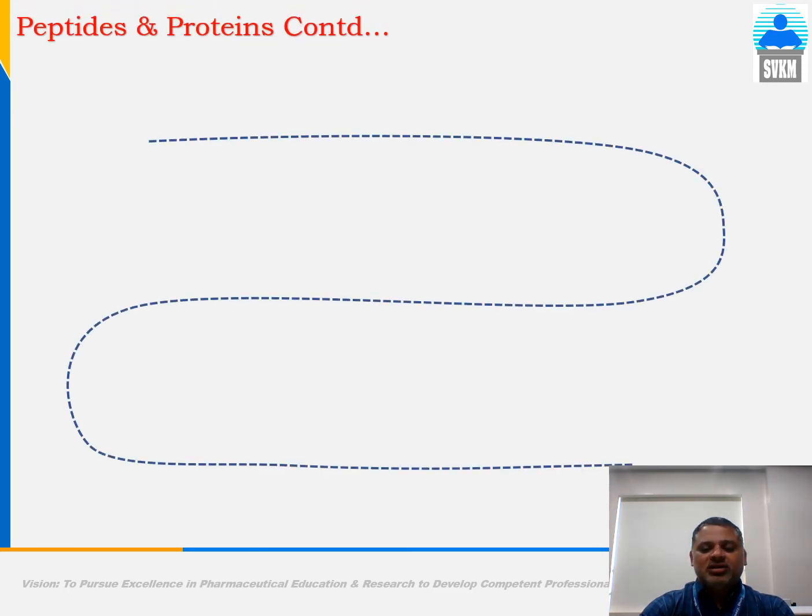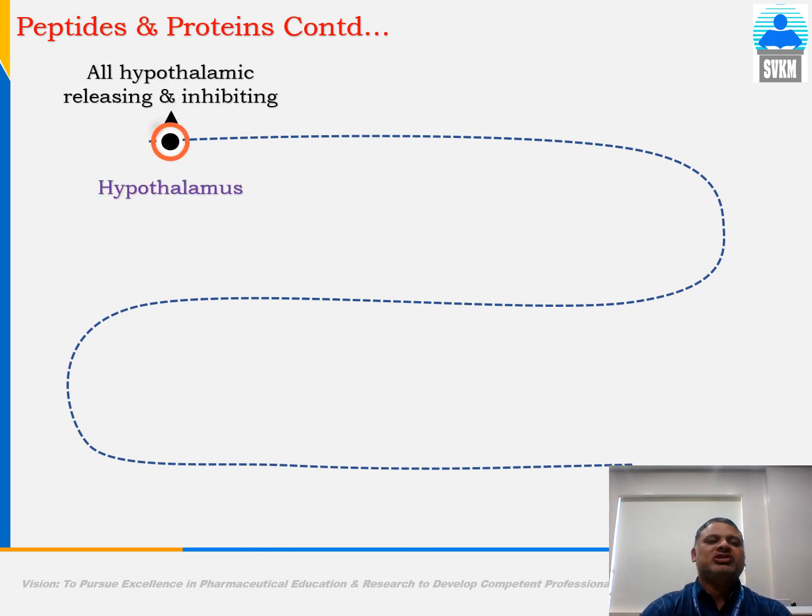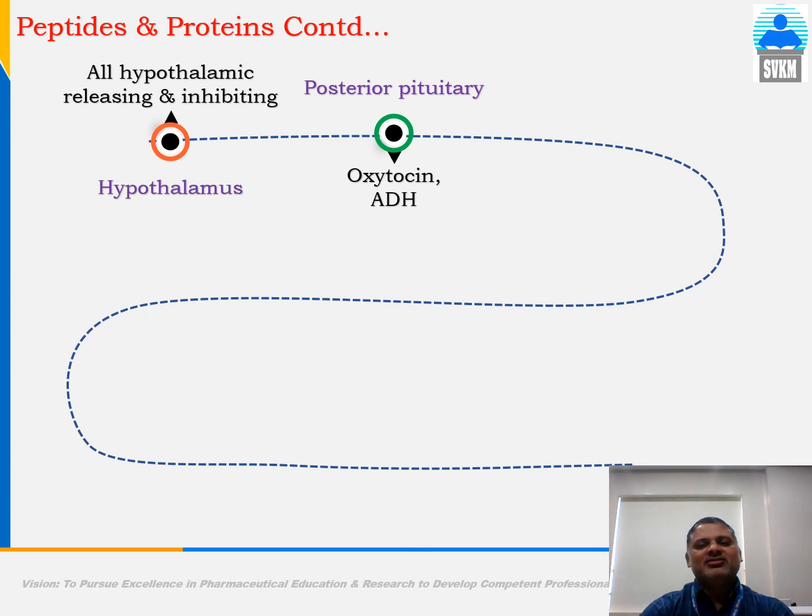Now there are examples of the peptide and/or protein hormones. For example, the hypothalamus releases all the hypothalamic releasing and inhibiting hormones. They are also called peptide or protein hormones. The second example is the posterior pituitary. It releases oxytocin and ADH.